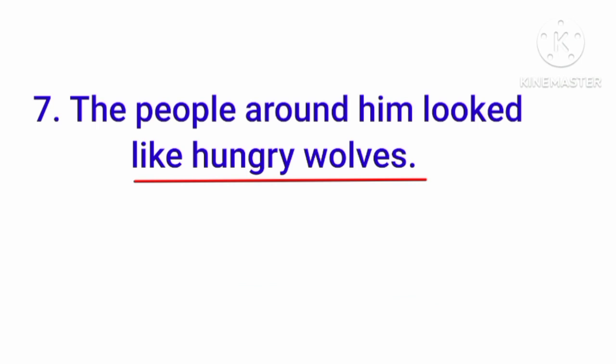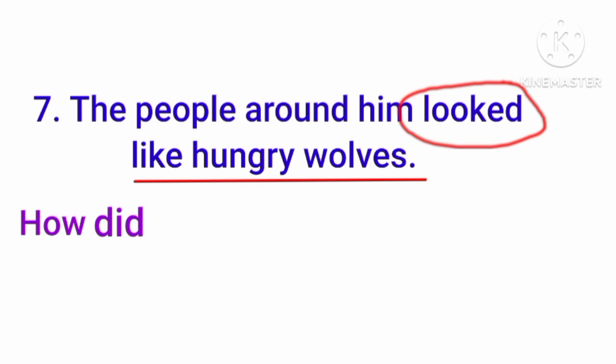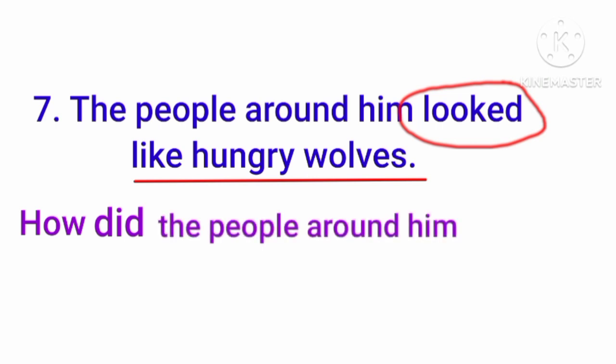The underlined portion is the manner of an action. Therefore, we have to use the word how. Looked is a word in past tense. So use did. Subject is the people around him. Now the main verb in its original form, look. Though the word like is underlined, to make it a good sentence, we have to use like and then a question mark.